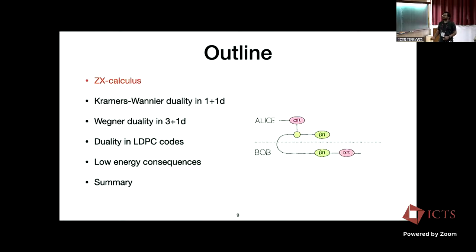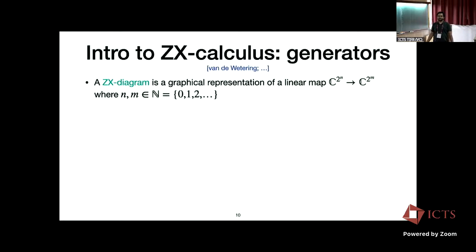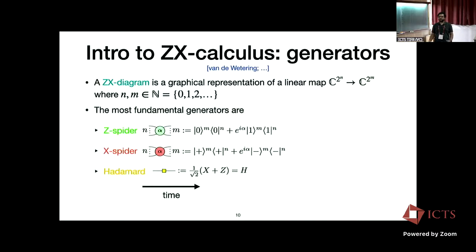So let me talk about ZX calculus. As I said, ZX calculus is basically all about representing linear maps between qubits as diagrams. So that's called a ZX diagram. And these diagrams are built out of some set of generators. Here are three fundamental generators.